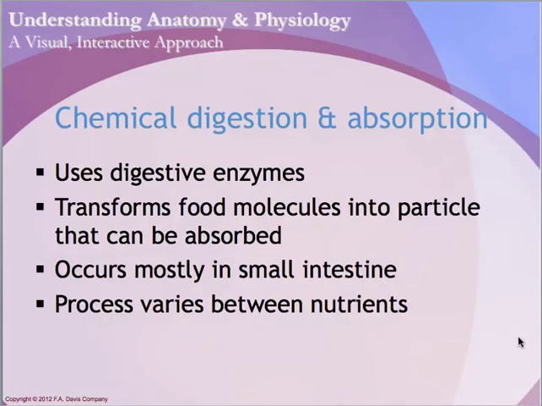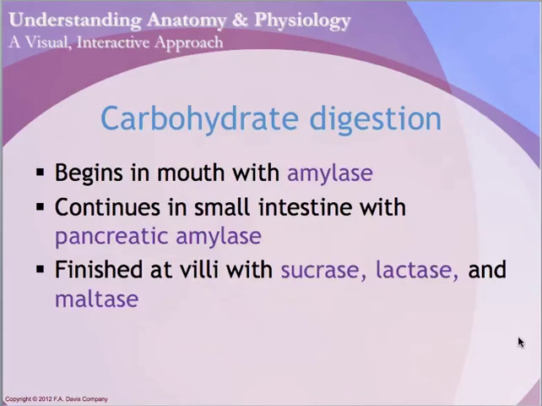So now that we've talked about the anatomy pieces, let's talk a little bit more about the physiology and what is happening during chemical digestion and absorption. It uses digestive enzymes. We talked about some of them so far. We're going to talk about more. They help to transform food molecules into particles that can be absorbed. Most of this occurs in the small intestine, and the processes vary between nutrients. So we're going to talk about carbs, proteins, and fats all separately because each process is slightly different.